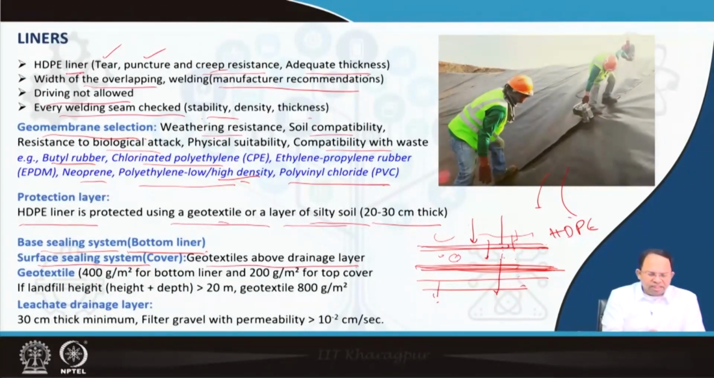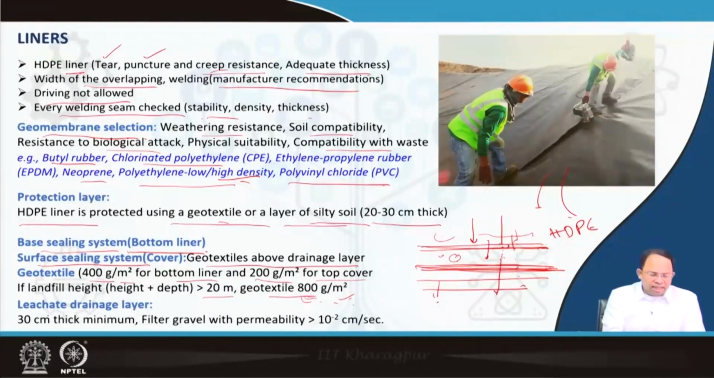So these are some specifications for the geotextile. If you use a geotextile, it should be 400 grams per meter square for the bottom liner and 200 grams per meter square for the top cover. And if the landfill height and depth is greater than 20 meters, the geotextile should be at least 800 grams per meter square. Why more? Because of the extra weight of the waste that falls upon it. So it should be of sufficient thickness, and that is how thickness can be determined.